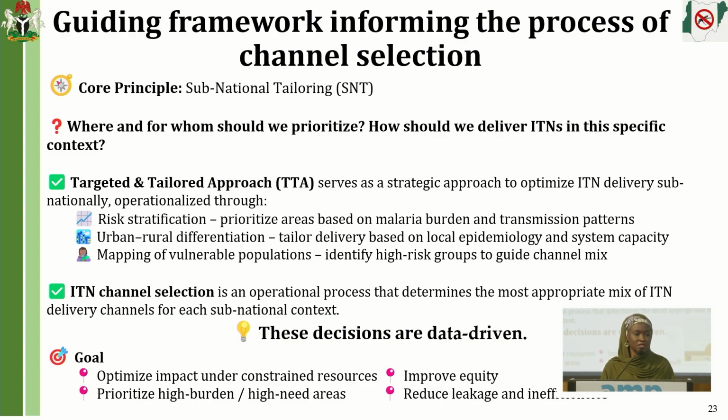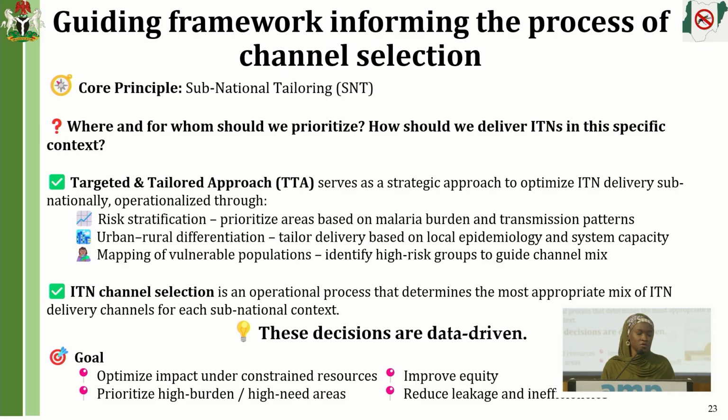So the question is, where and whom should we prioritize? So we recently finalized our new national strategic plan, and it has heavy emphasis on subnational tailoring. This has been done to state level and even to the local government level. So for each local government, even within a state, it tells you exactly what kind of malaria intervention will be applicable to that. So that gives a good foundation to build on for ITN channel selection as well.